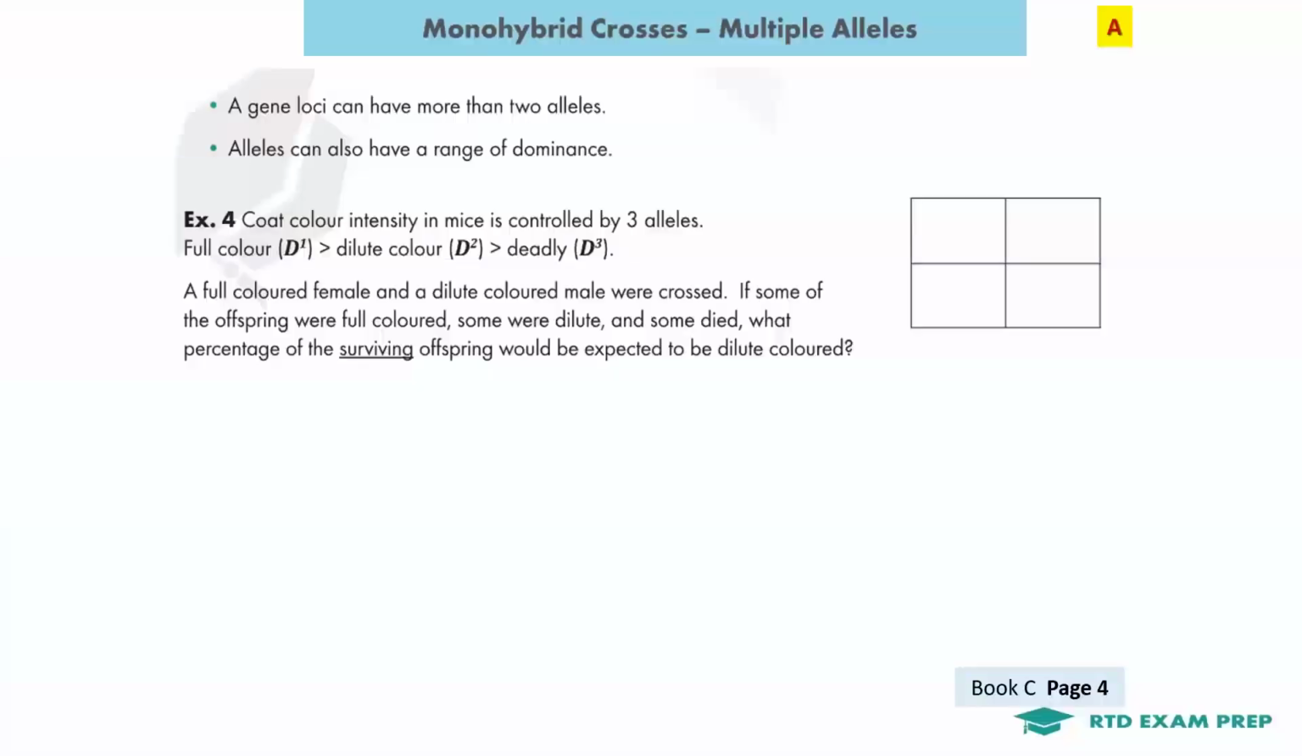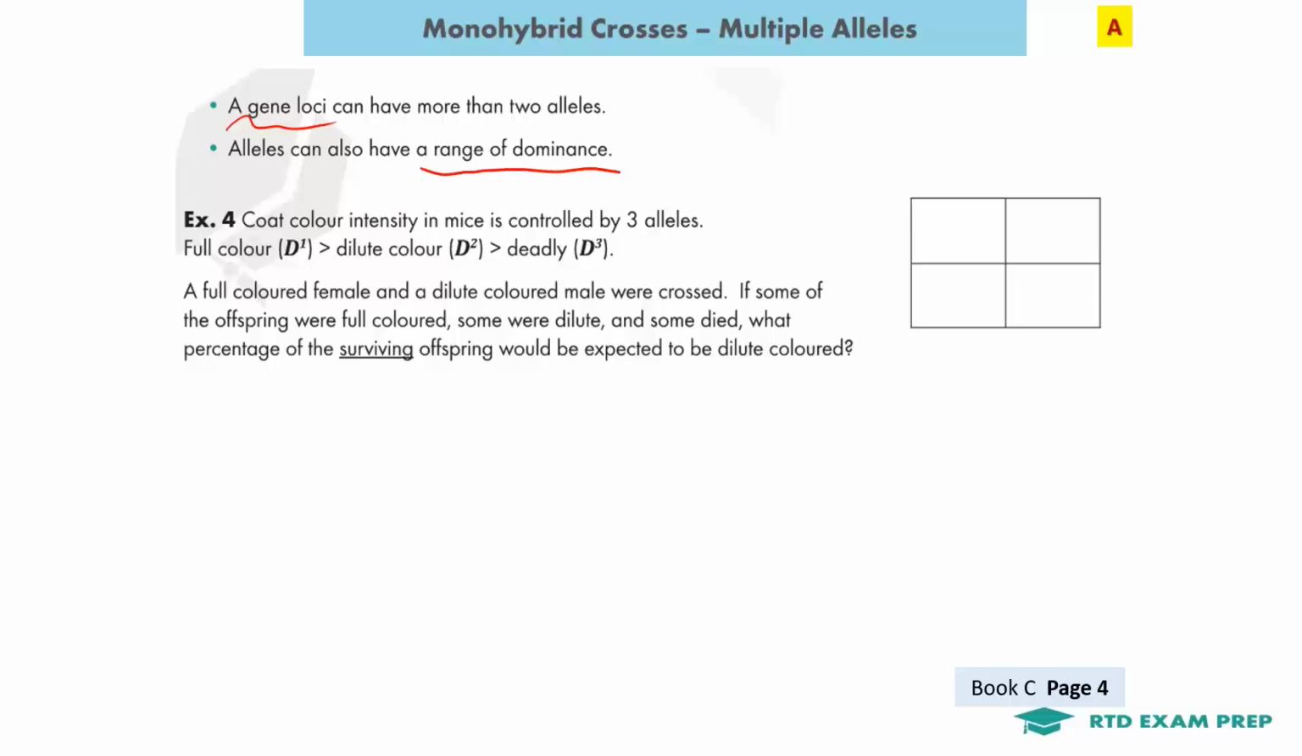When we look at multiple alleles, sometimes there is what we call a dominance hierarchy. A gene locus can have more than two alleles, and that means a range of dominance. You need to figure out what's the most dominant and what's the least dominant. So in this, let's take a look at coat color.